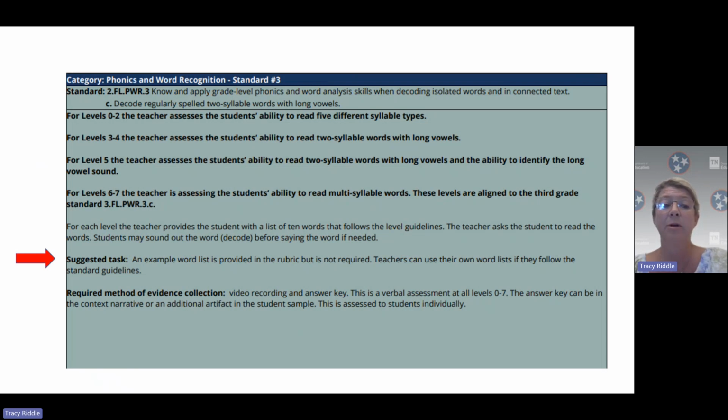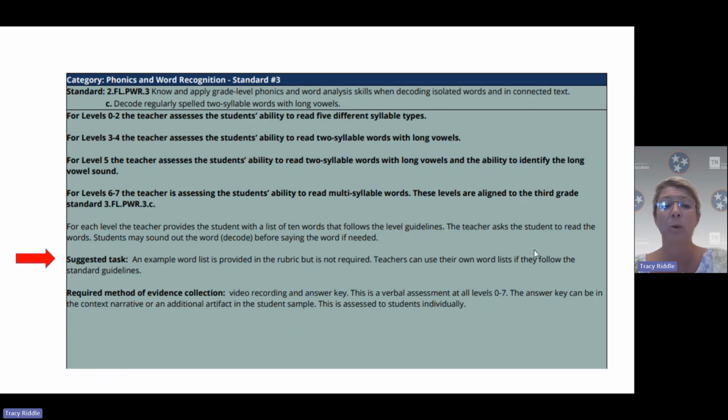Keeping in mind, 0 through 2 is assessing the levels at the first grade standard. Levels 3 and 4 are the second grade standard. Level 5 is assessing at a higher level of the second grade standard. And then levels 6 and 7 is the list of words for the third grade standard.